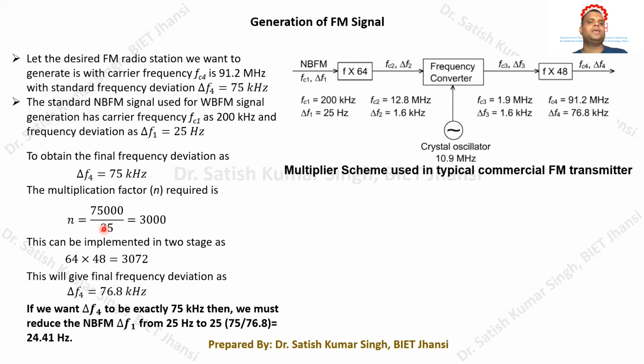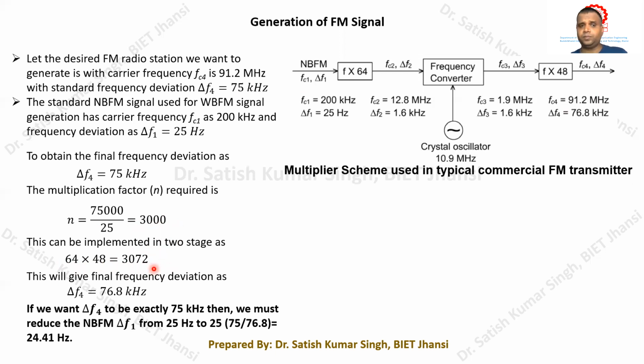Here you can see that this multiplication factor of 3000 can be implemented by having, at the first stage, 64 multiplied with 48. After this, you will get a total multiplication factor equal to 3072. So we are not going to get exactly 3000, but we are getting a value around 3000. It may be a little bit less, or a little bit more. Generally we do not keep it less, we generally keep it a little bit more. So here we are getting 3072.